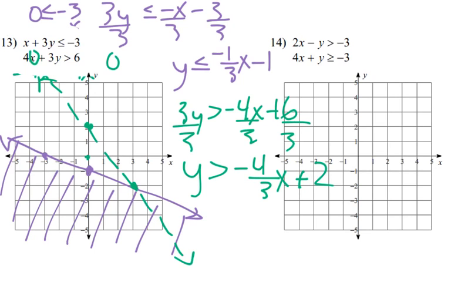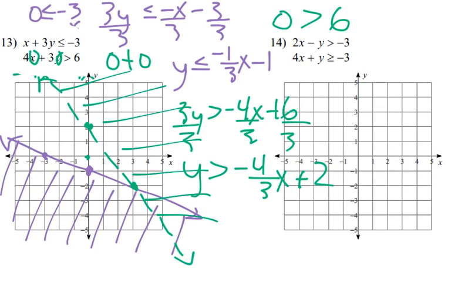So I can try it here, right? 4 times 0 is 0. 3 times 0 is 0. 0 plus 0 is 0 greater than 6. Nope. So we shade out here. Where do they overlap? Right there, in that area. That's the solution to both of them. Alright, now last one.